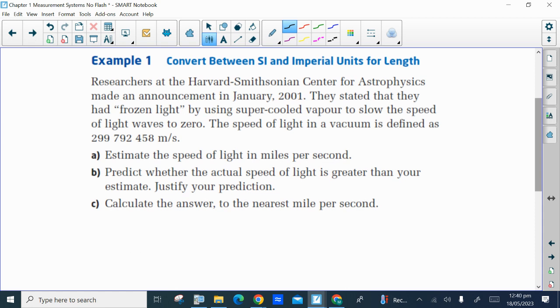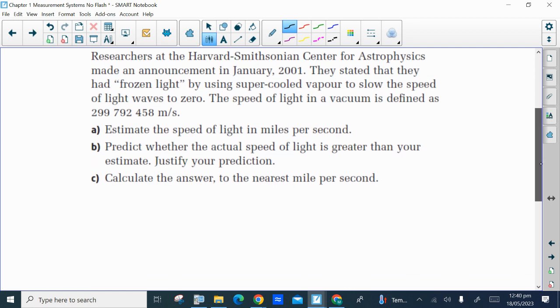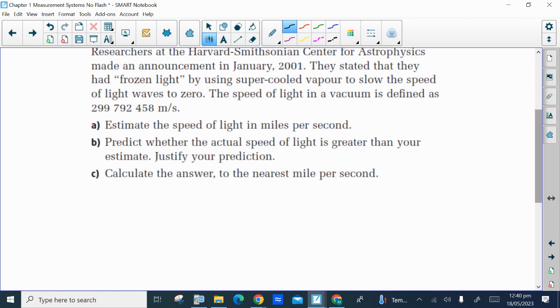So let's look at this next example. Researchers at the Harvard Smithsonian Center for Astrophysics made an announcement in January of 2001. They stated that they had frozen light by using supercooled vapor to slow the speed of light waves to 0. The speed of light in a vacuum is defined as 299,792,458 meters per second. We want to estimate the speed of light in miles per second. So essentially, we got to go from meters to miles.